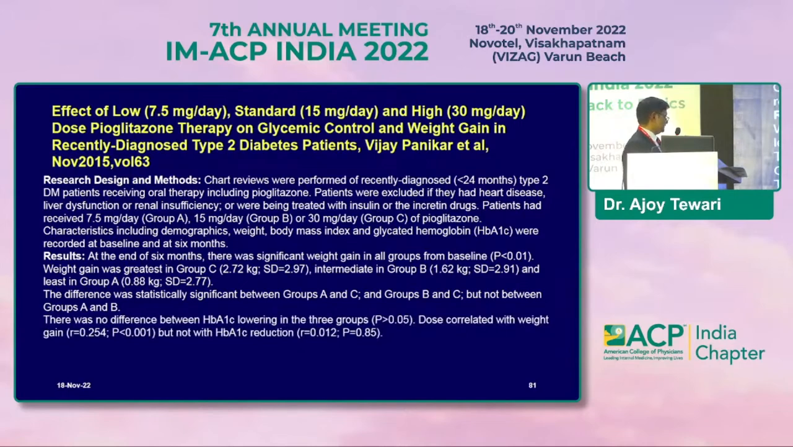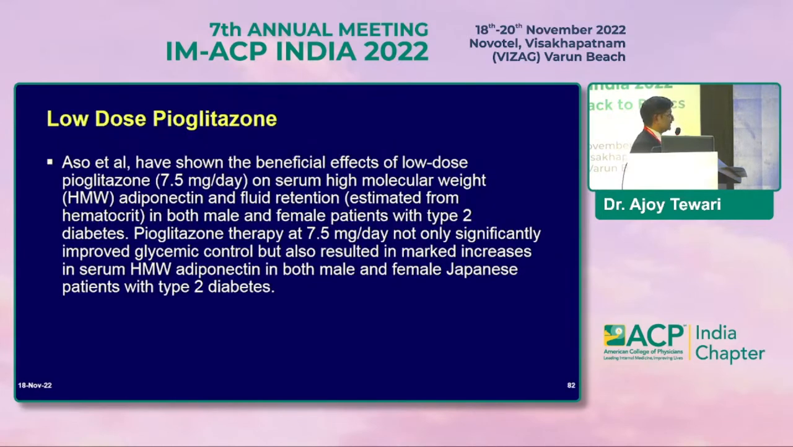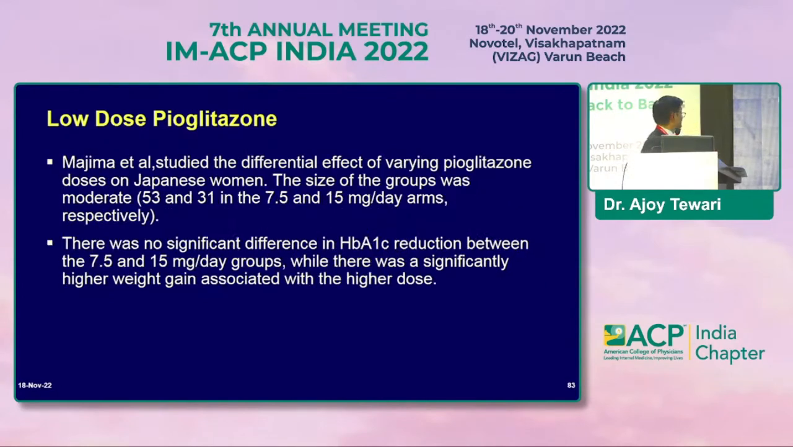But there was no difference between HbA1c lowering in the three groups. And this was the most important thing. And from there, the concept of low dose of pioglitazone started coming up. So this was further seen in other studies at different parts of the world. That is, Asu et al. did the study. The same results were seen with a low dose of pioglitazone of 7.5 milligram. So the lowering of HbA1c without having the deleterious effects, that is the weight gain and the fluid retention, was not seen in these studies.